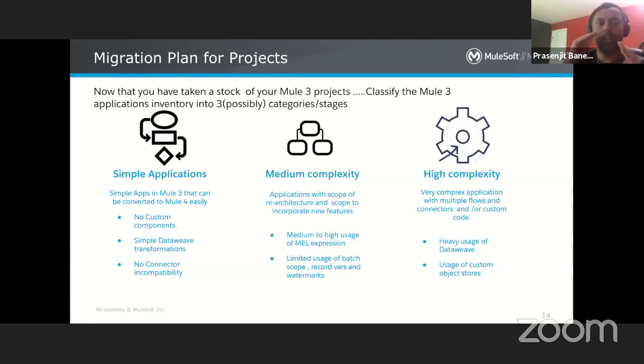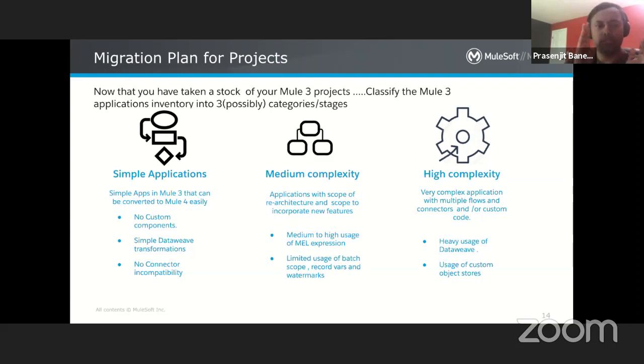Simple DataWeave and connector incompatibility is not there. On a note, connector incompatibility is highly solved in Mule 4.3. So if you want to take advantage of that, use the latest Mule runtime, which is 4.3, which is very recently released. That comes with Studio 7.5.